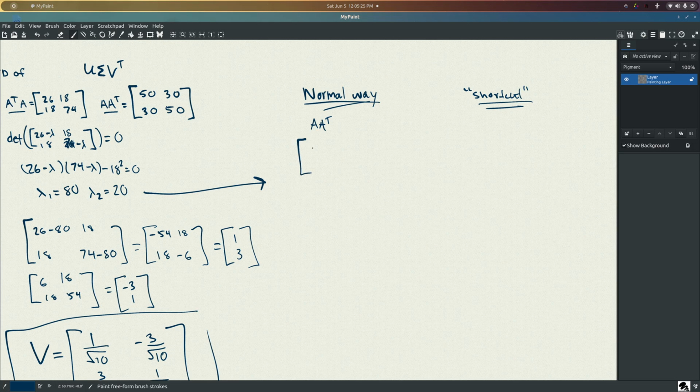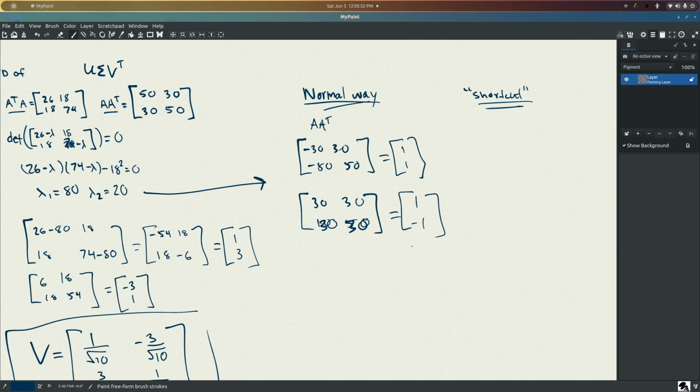So we can find the eigenvectors first of negative 30, 30, and negative 50, 50, which obviously goes to 1, 1. The next one is for 20, which corresponds to 30, 30, 10, 50, and gives 1, negative 1, or the other way around, it doesn't really matter. Then we get the matrix 1, 1, 1, negative 1. Make sure your eigenvalues are lined up: the eigenvector of lambda 1 is this column. Keep track of this in your calculations, otherwise you'll get a wrong SVD.